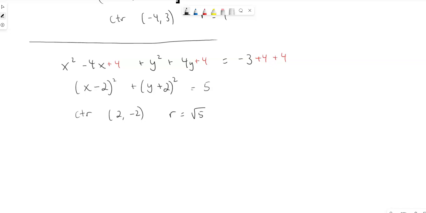Okay, so when you go to graph this, the square root of 4 is 2, so the square root of 5 must be a little bit more than 2. I graph as best I can.